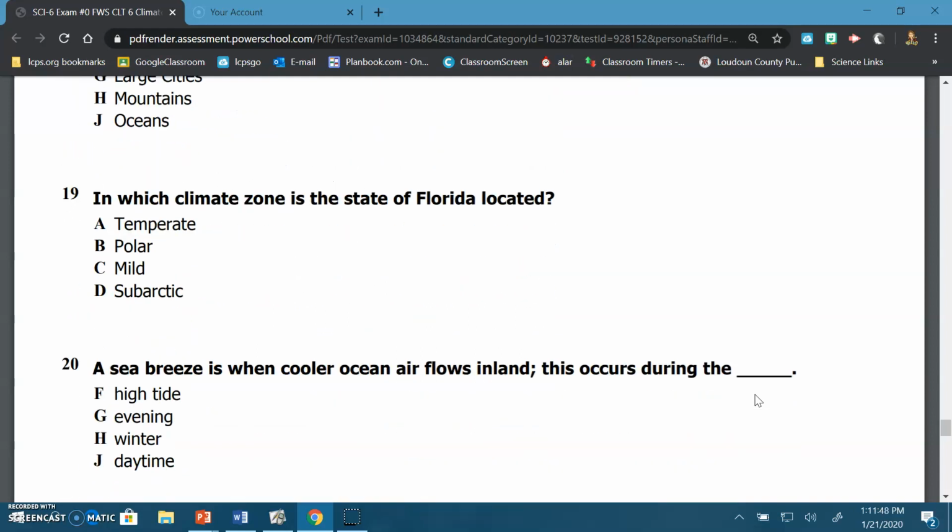19. In which climate zone is the state of Florida located? A. Temperate, B. Polar, C. Mild, or D. Subarctic.